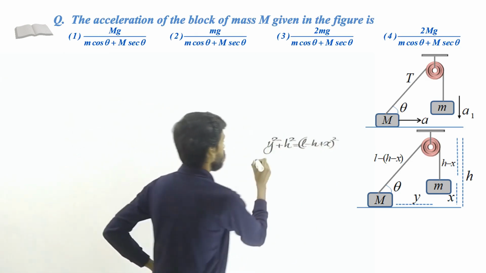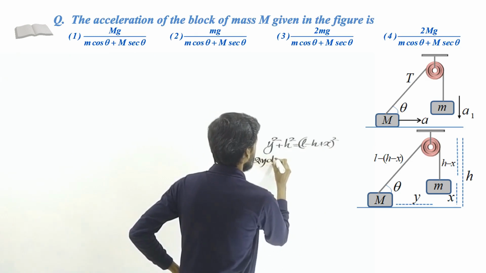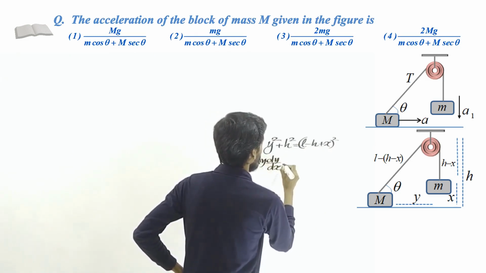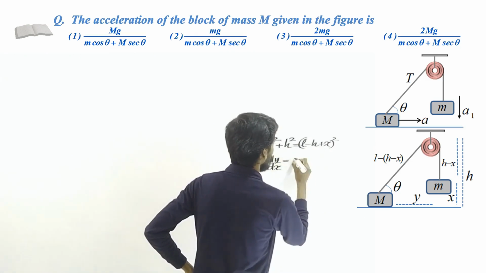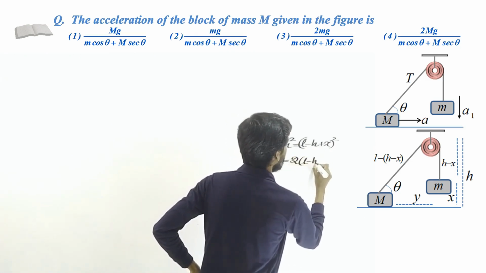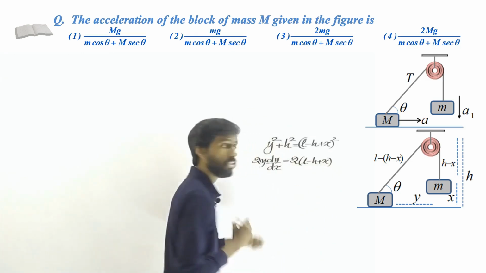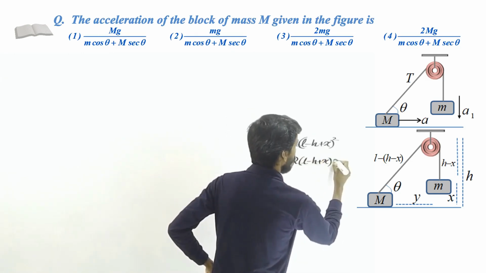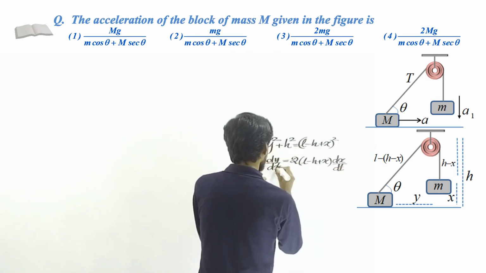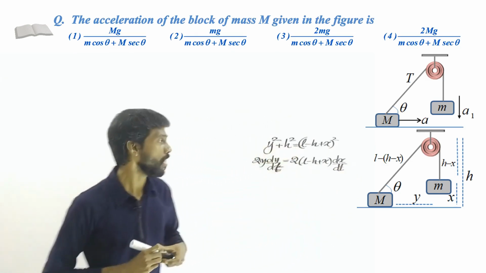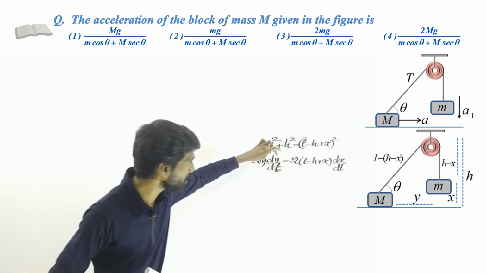So what is the derivative? So 2y dy by dt. H derivative is 0 because that is a constant. So that equals, this derivative is 2 multiplied by L minus h plus x. See, L and h are constants. Derivative of x, that is dx divided by dt. Okay, so with respect to t, right, not x, with respect to time. So now we've got the relation. But what is dy by dt?